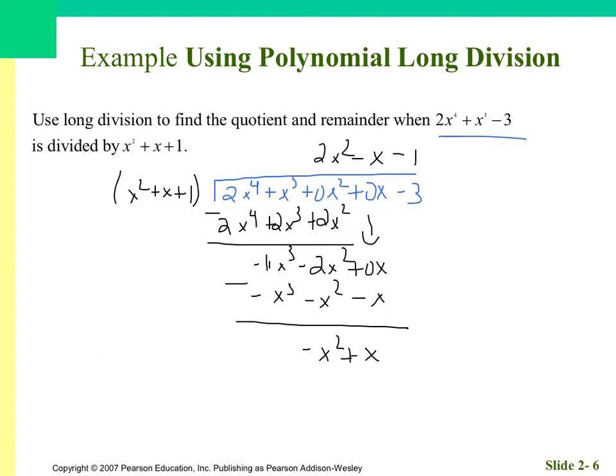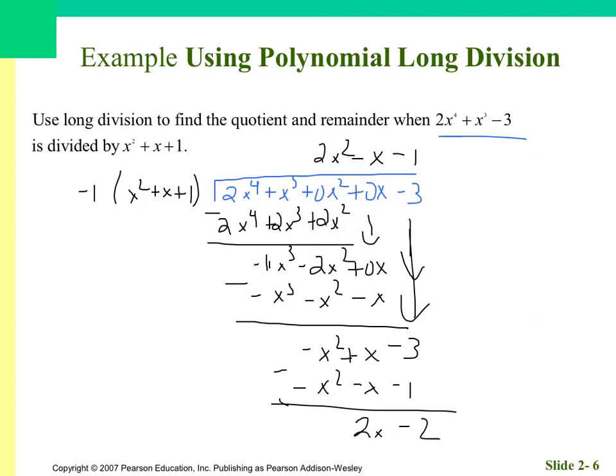Okay? So you get negative x squared. Bring down that negative 3. Minus x minus 1, subtract. Negative 1 minus negative 1 is 0. 1 minus negative 1 is 2x. Negative 3 minus negative 1, negative 2. So you get 2x squared minus x minus 1.